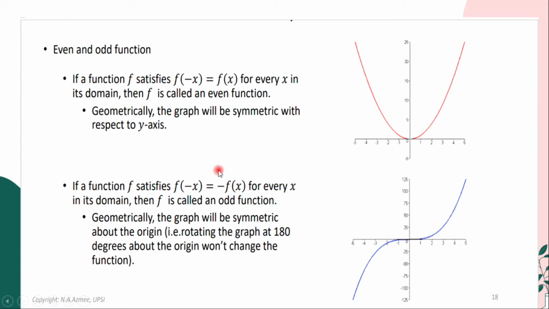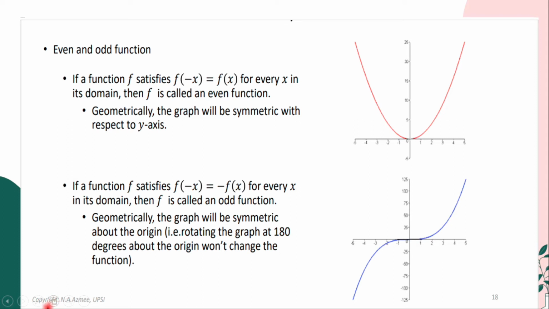Next, if a function f satisfies f of negative x equal to negative f of x, so remember this concept, for every x in its domain, then f is called an odd function. So geometrically, the graph will be symmetric about the origin. Rotating the graph by 180 degrees about the origin will not change the function, like what we watched in that video.